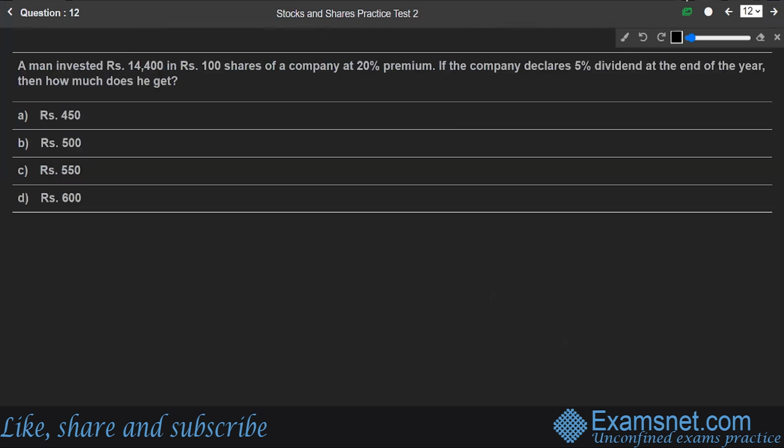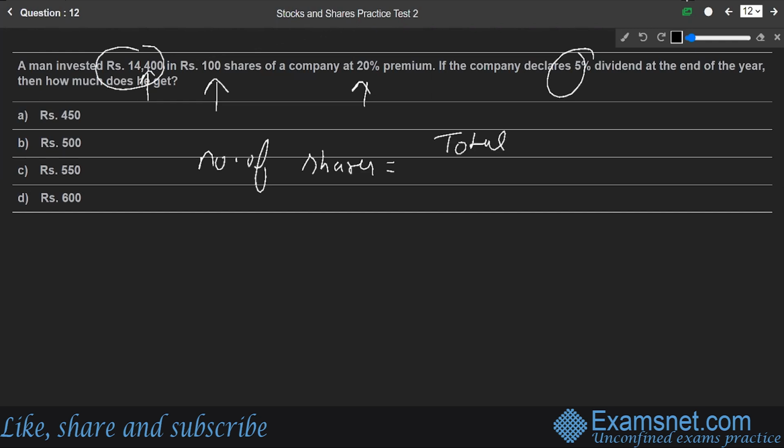Now he says a man invested 14,400. So this is the investment done on rupees 100 shares of a company at 20% premium. So the stock is available at 20% premium. If the company declares 5% dividend at the end of the year, how much does he get? So we need to find out the income. For that, first of all, we need to know how many shares we have. How can we find out the number of shares? It is nothing but the total investment divided by the market value of one share.